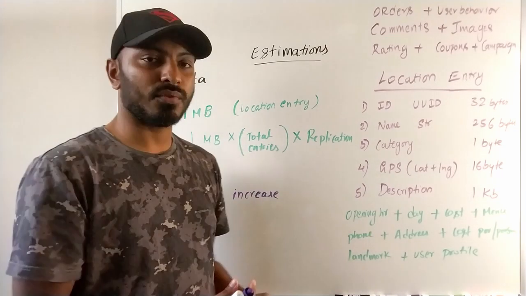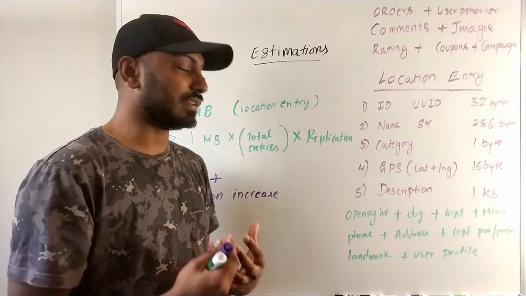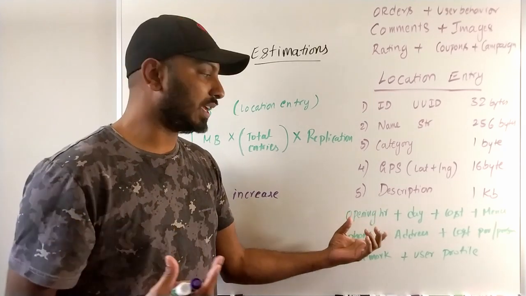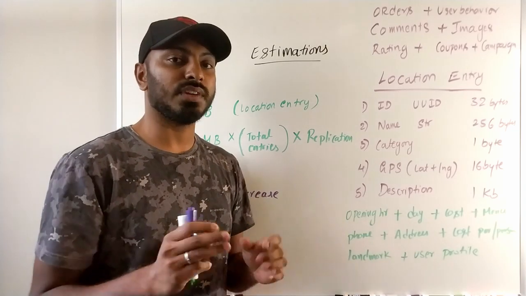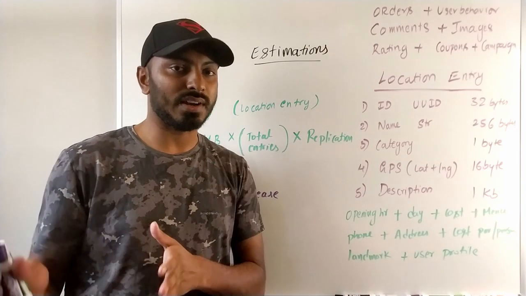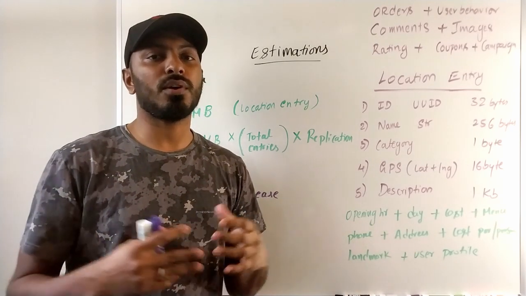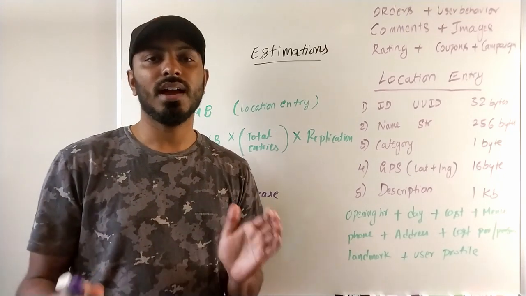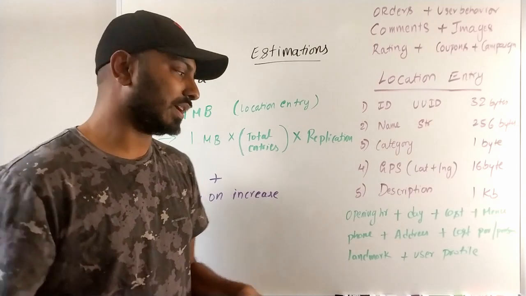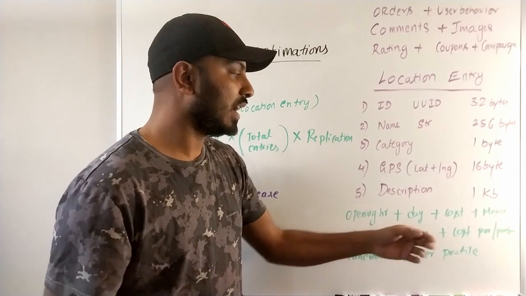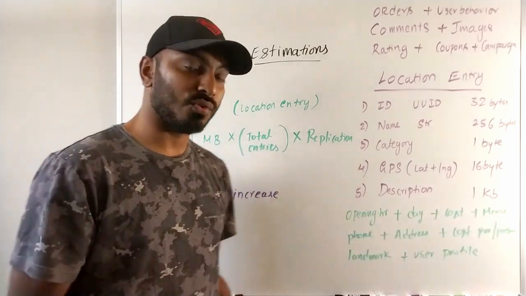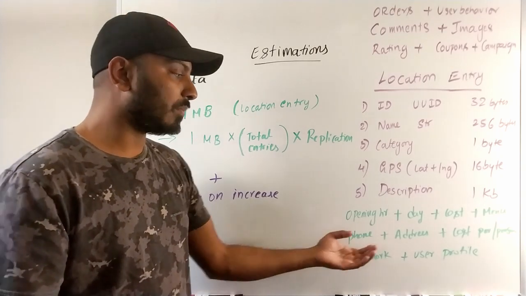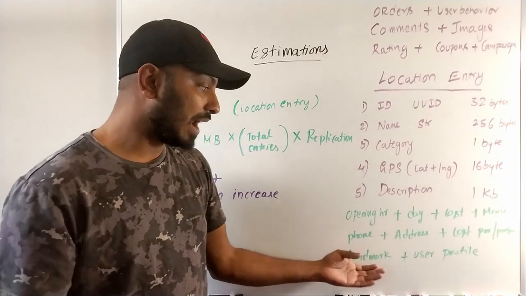Some of them to remember are the opening hours of the event or the days at which this event place is open. For example, not all restaurants are always open. They may only be functioning 6 days in a week or something, so you need to store that information as well. And cost per person, menu of that place, phone number, address, landmark.